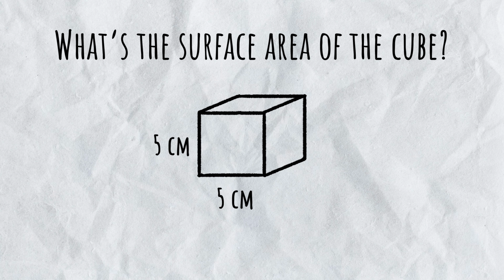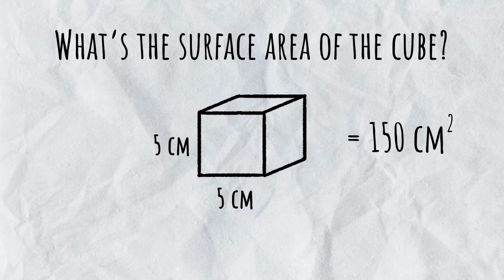And if you were paying attention, which I'm sure you all were, you should have got the answer of 150 centimeters squared. Now there's a little bit more to it. We have done the surface area of a cube, but all of the lengths are the same. So what happens when it comes to shapes such as a cuboid?